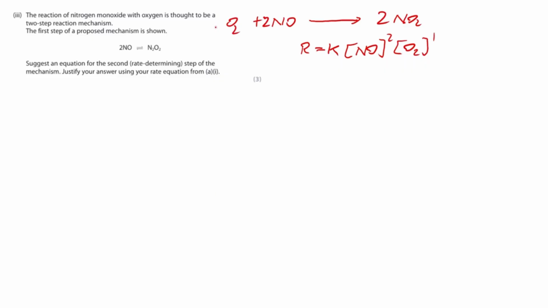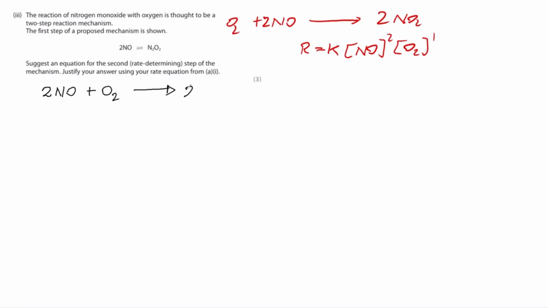The first step of the proposed mechanism is shown. Now they have given the mechanism for us. Then suggest an equation for the second step, the rate determining step of the mechanism. Justify your answer using the rate equation. Using the rate equation, you have to justify the answer. First I'm going to write the complete equation. The equation was given at the beginning, so I won't get marks, but I'm going to write it to get an idea of what's going on.